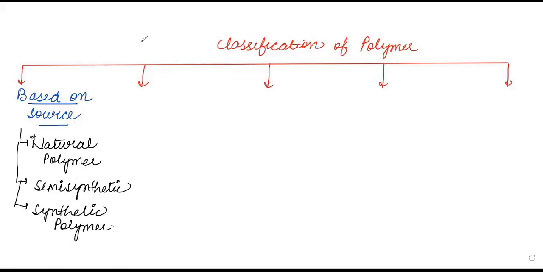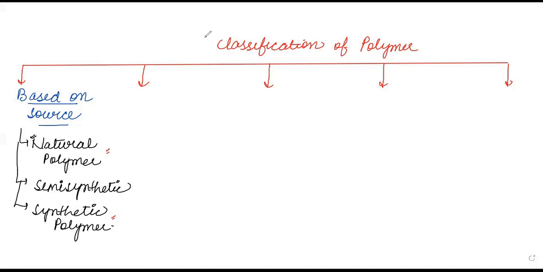If we obtain the polymer from a natural source, it is natural polymer. If in the lab we take some species and synthesize it, then it is synthetic polymer. If we take a natural polymer and start some reaction on it, then this is the semi-synthetic type.